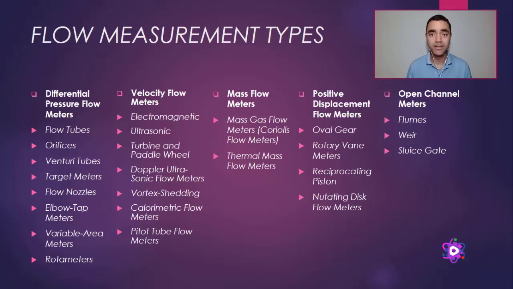In real life, we have different types of flow measurement. For instance, we have differential pressure flow meters, velocity flow meters, mass flow meters, positive displacement flow meters, open channel meters, and all of them will read in your process the volume flow based on the operating conditions, based on the pressure, temperature, and the mass flow that is going in your process.